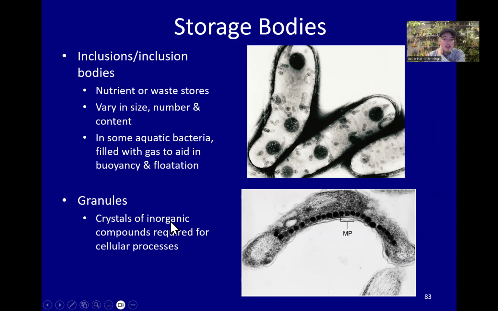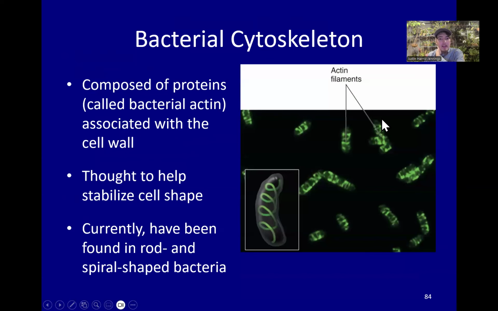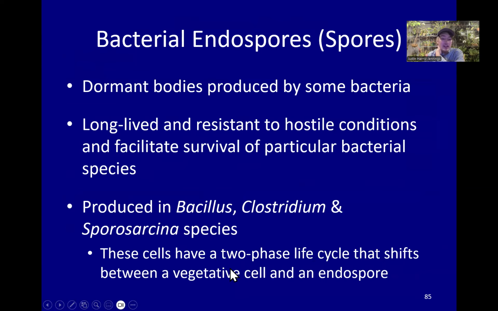So then you have those inclusion bodies. We talked about those. We have the cytoskeleton that provides stability. Now the endospores. So the endospores are in response to unfavorable conditions. You don't have enough nutrients. You have some kind of toxin. You have DNA damage.